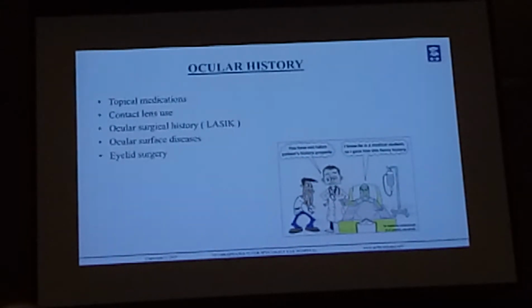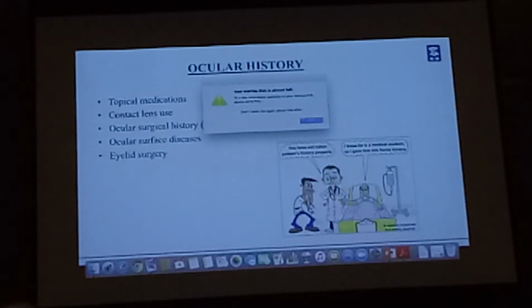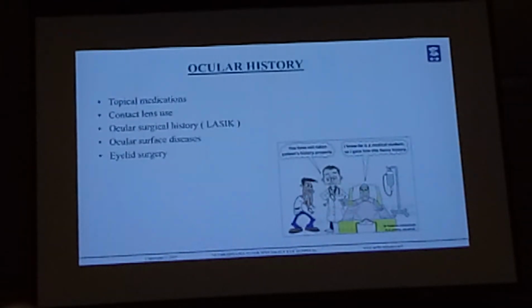Apart from topical medications, you also have to ask them about contact lens use. Some of them, especially the myopes, may have been using contact lenses, and they remove the contact lens when they come to the clinic. So it's very important to ask the history of contact lens use, like Dr. Ram was saying, because your K readings can be off if you have corneal warpage. You also take an ocular surgery history, especially the history of refractive surgery, LASIK or PRK, etc. History of any ocular surface disease or eyelid surgery.